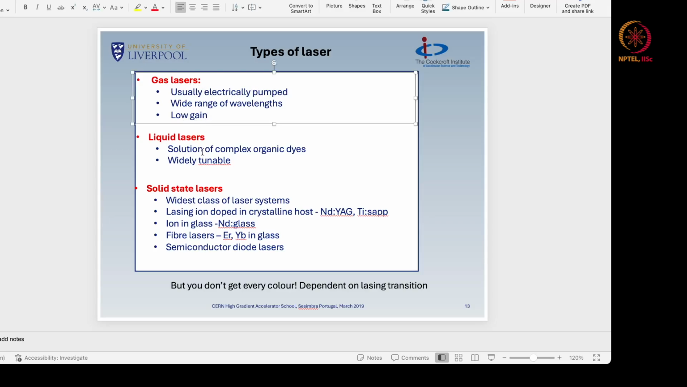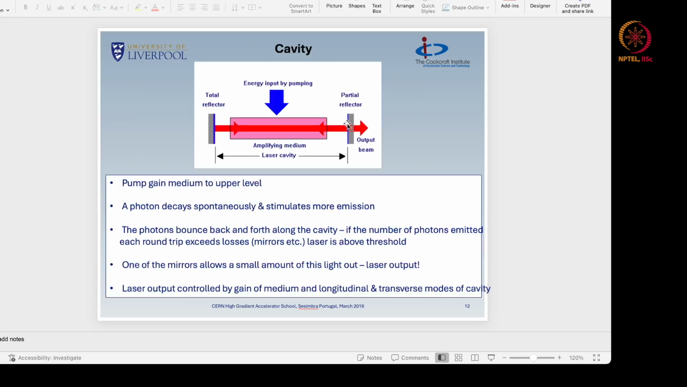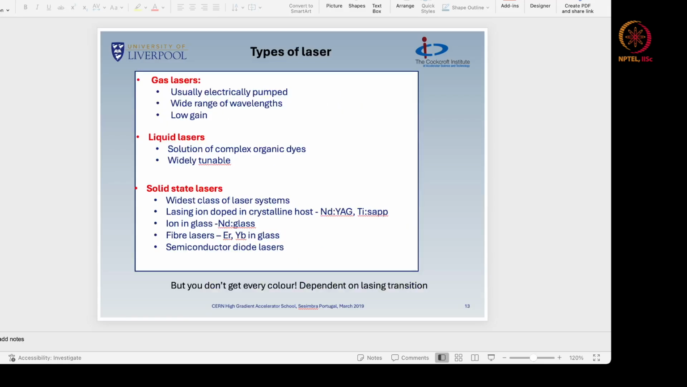Okay? So the gas lasers are usually electrically pumped, with a wide range of wavelengths, and they have a low gain. Liquid lasers use complex organic dyes. They are tunable also. That means you can change the wavelength of lasing by changing the dye, essentially, because the medium actually controls which wavelength will come out of it. Okay, the red versus blue versus green, etc.